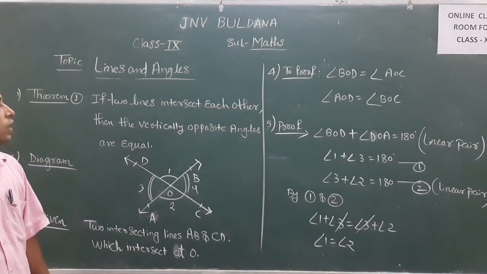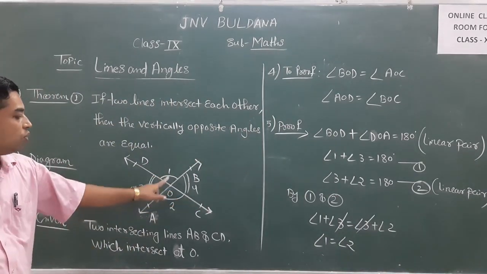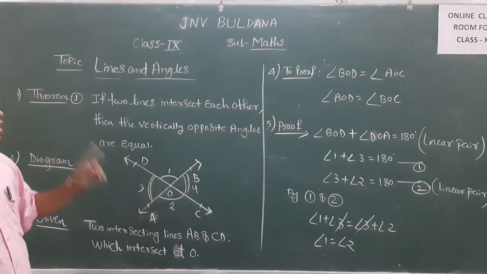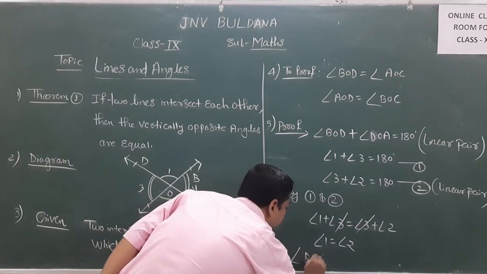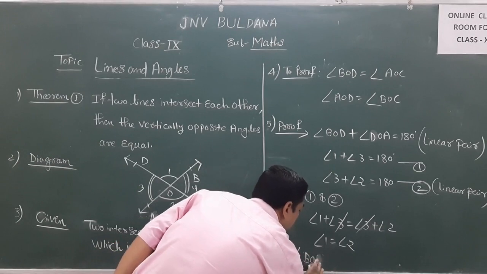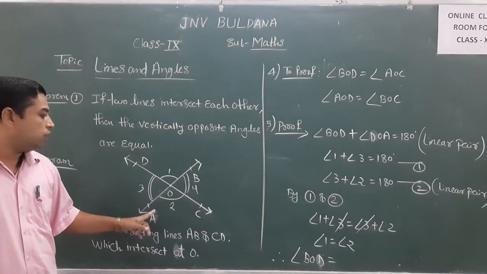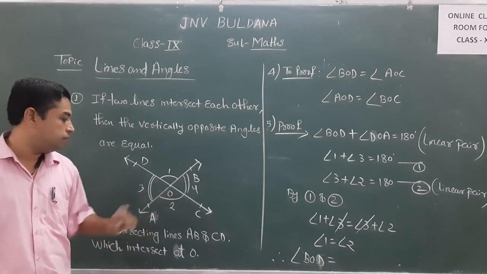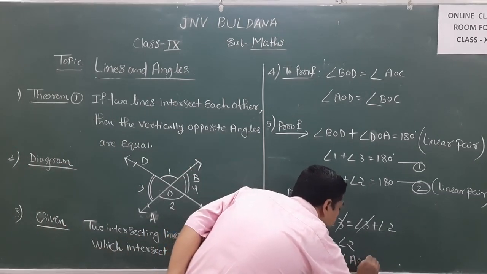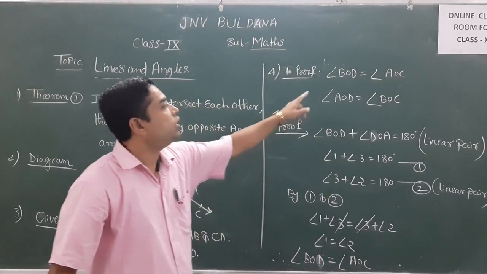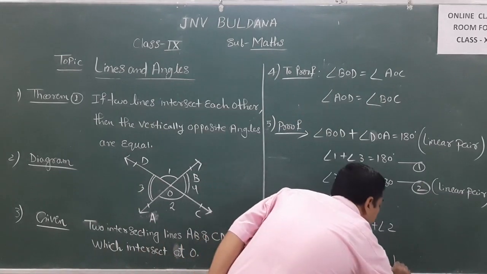And what was angle 1? Again we will replace it with the name. What was the name of angle 1? BOD. So we can write here, therefore angle BOD is equal to, what was the name of angle 2? The name of angle 2 is AOC. So angle AOC. Look here, BOD is equal to AOC. Our first statement is already proved.